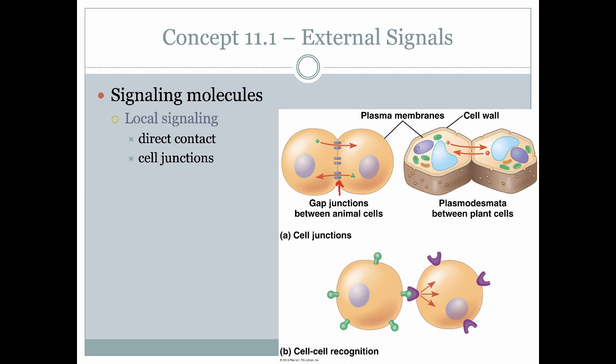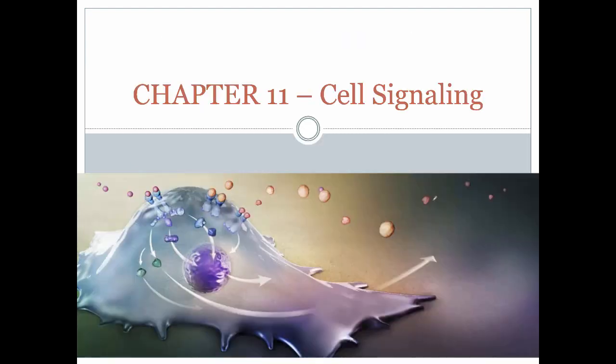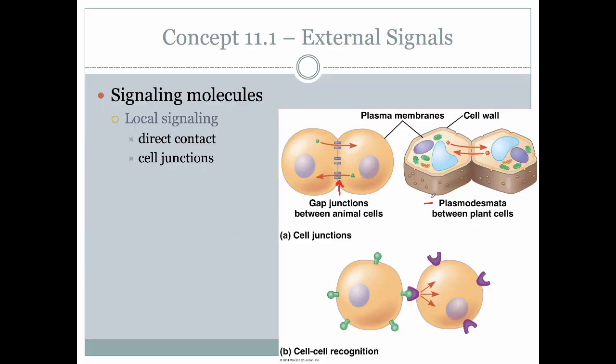Plants can do the same thing. The gap junctions in plants are not called gap junctions, they're called plasmodesmata. The reason is that these incorporate the cell walls of plants, so they're a little more complex. But these are direct contacts between two cells.